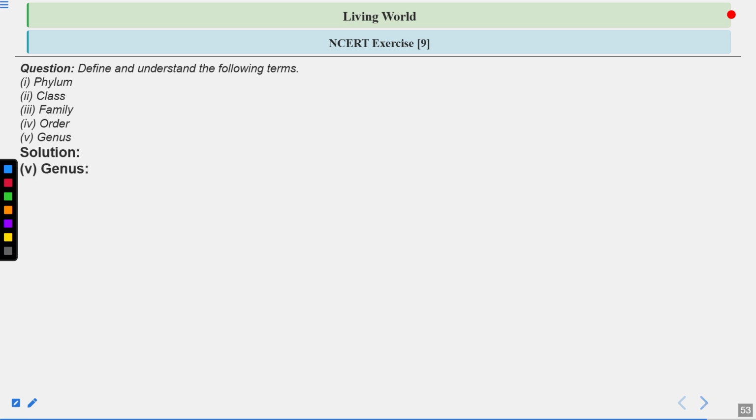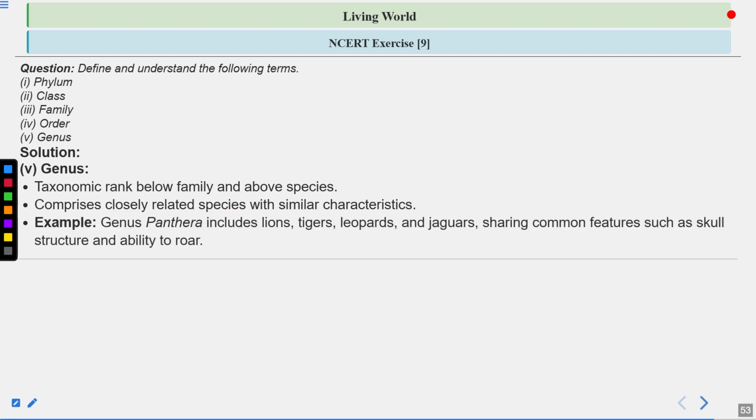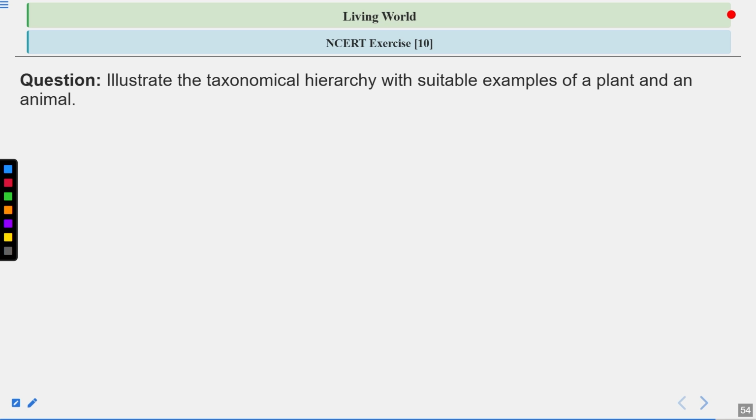Then the last one is genus. Genus is a rank below family and above species. It comprises closely related species with similar characteristics. Example, genus Panthera. It includes lions, tigers, leopards, and jaguars, sharing common features such as skull structure and the ability to roar. Now, let's discuss this question. This is the last one. Illustrate the taxonomic hierarchy with suitable examples of a plant and an animal.